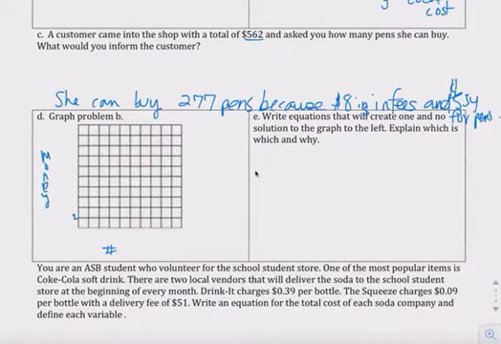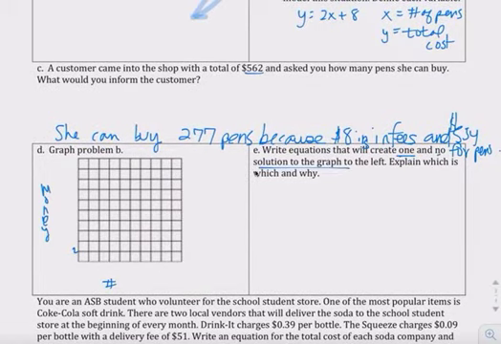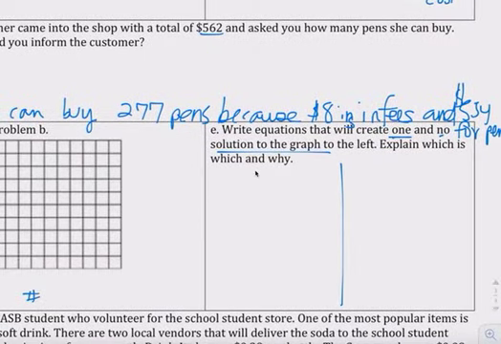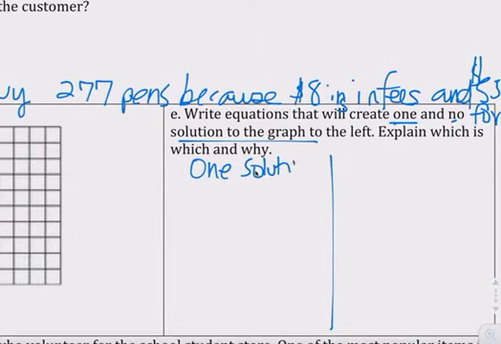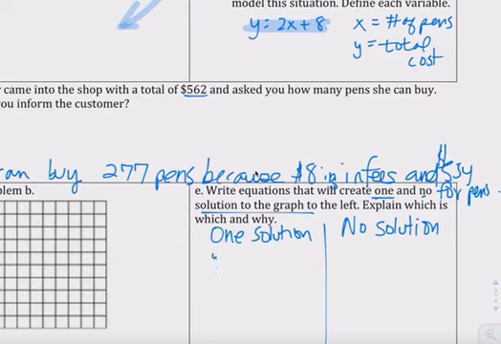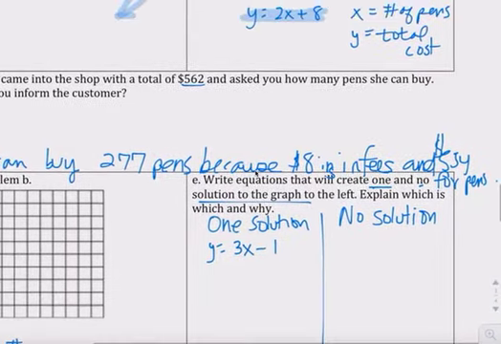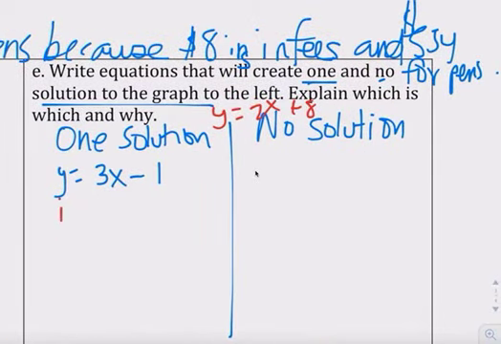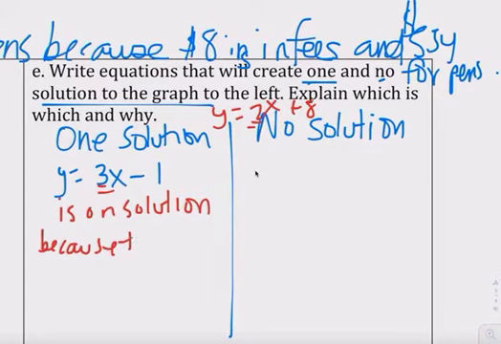You should know how to write 1 solution and no solution for a graph. So let's look here. I'll separate this into 2: 1 solution, no solution. 1 solution is y equals 3x minus 1 compared to y equals 2x plus 8. It is 1 solution because the rate of change is different. This is 3, this is 2. It is different.